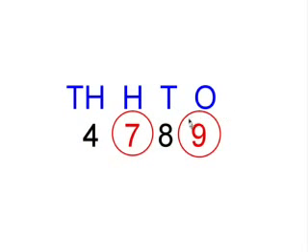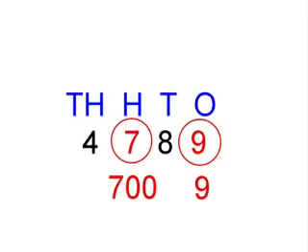Then again, we are looking at the numbers 9 and 7. Everyone thinks that the 9 is greater than the 7, but in fact, the 7 is greater than the 9. So 700 is greater than 9.